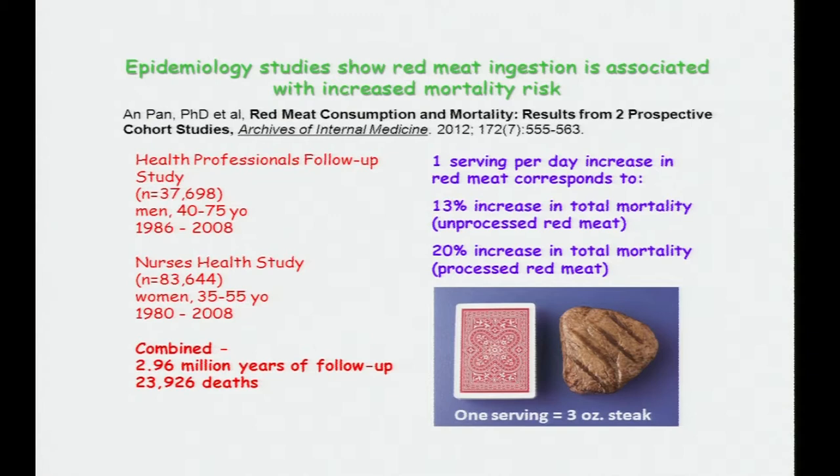And by the way, a portion size by the nutritionists always strikes me as a little bit funny that they're so small. It's only 3 ounces that is considered one portion of red meat. I don't know about you, but that seems to me like the snack that you eat before you have dinner, as opposed to the real portion size.